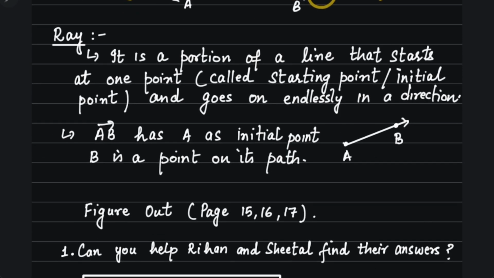Ray. It is the portion of a line that starts at one point, called the starting point or initial point, and goes on endlessly in one direction. So it is a portion of a line. Suppose we take a line PQ. If we take the line segment from point P and it moves towards Q, then that is a ray. It is denoted by a ray with a starting point and an arrow towards one direction. So ray AB has A as initial point, and B is a point on its path.